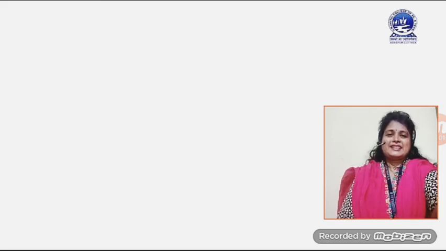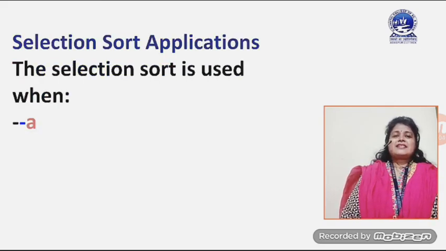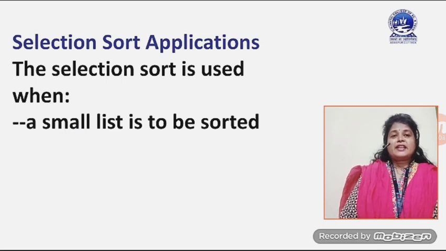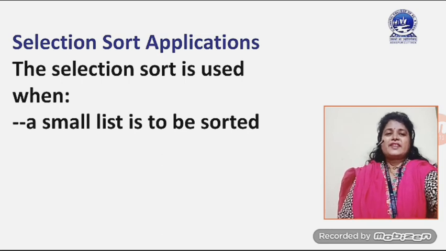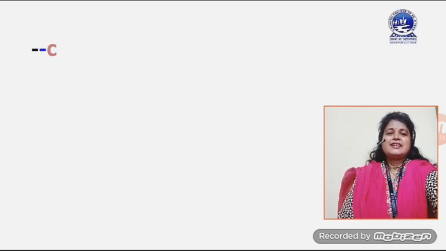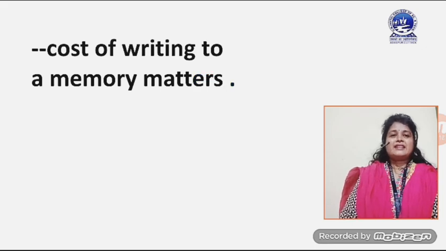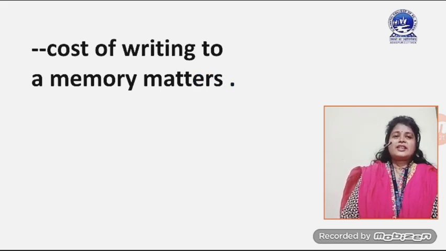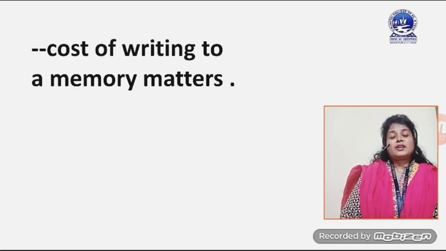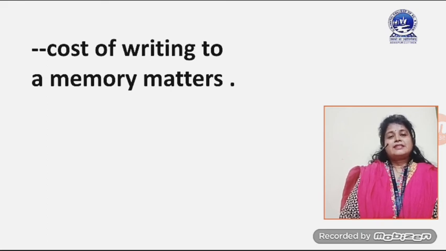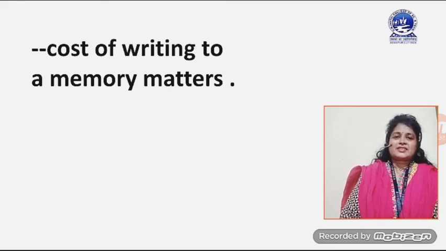Now we will discuss applications of selection sort. Selection sort is very effectively applicable when there is a small list. It is very effective there, but for a bigger list it is not so effective. The second application is when the cost of writing to memory matters. Selection sort performs all the sorting operations in the original place, and for the programmer, when memory matters, it is better to choose selection sort.